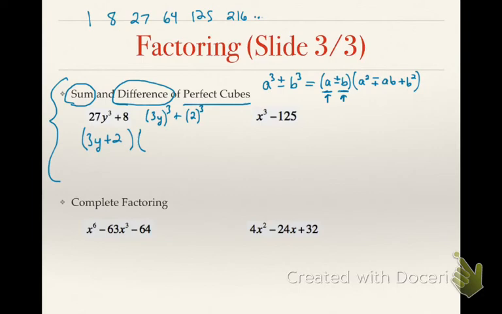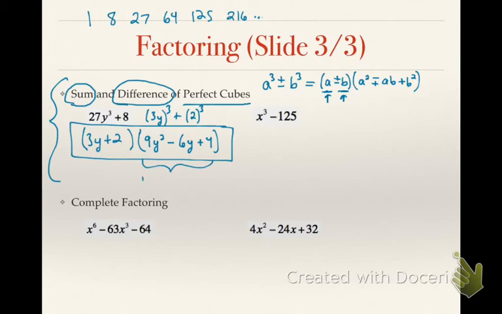What's left over is going to be the trinomial, so square the first, which is 9y squared, change the sign to a minus, multiply them to give you 6y, and then add a 4. Square the last. Now what's nice about these sum and difference of perfect cubes is that this trinomial is not factorable, so you don't have to really check for factors. There are some cases where you're dealing with perfect sixths that it might be factorable, but in just perfect cubes, it's not going to be factorable anymore.